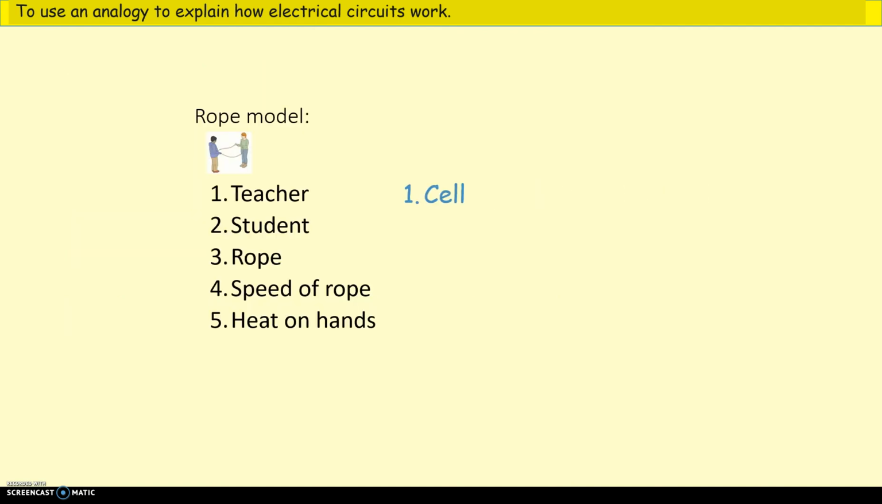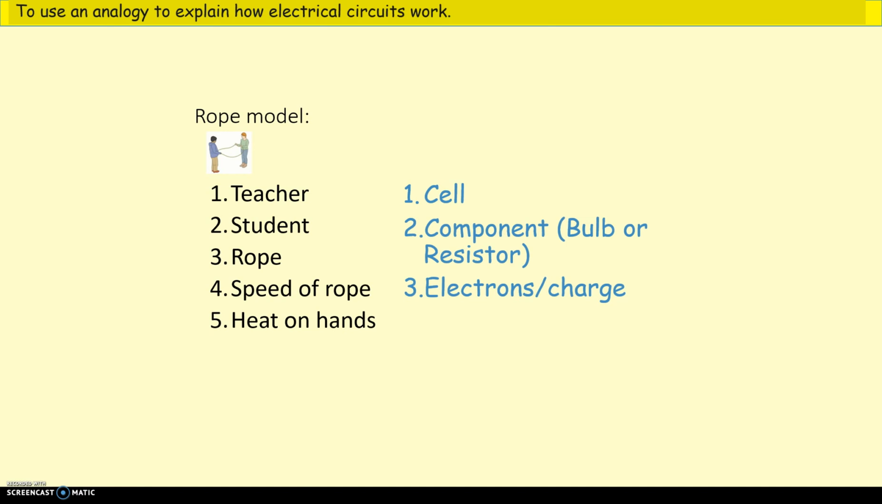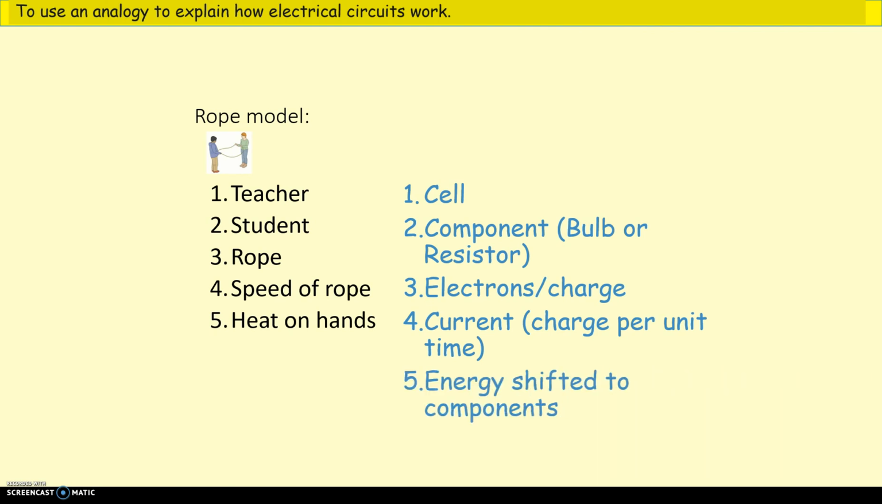Right. So the teacher was the cell. I hope you agreed. The student was the bulb or the component. The rope would be like the electrons or the charge. The speed at which we were pulling the rope is something new that we could have thought about but have not mentioned. That is actually the current, or charge per unit time. So there's an extension there if you thought about that. The speed at which the rope is being pulled, and perhaps any heat on our hands, that would be energy shifts to components. So those are two interesting and unique ideas that we haven't mentioned before.